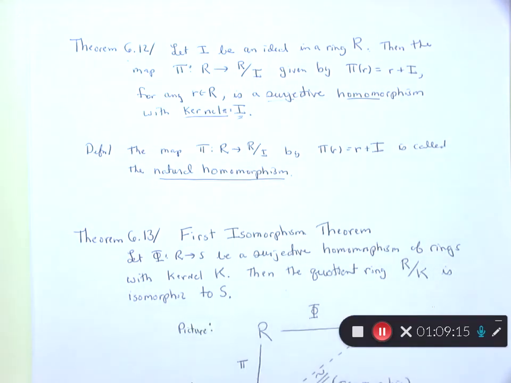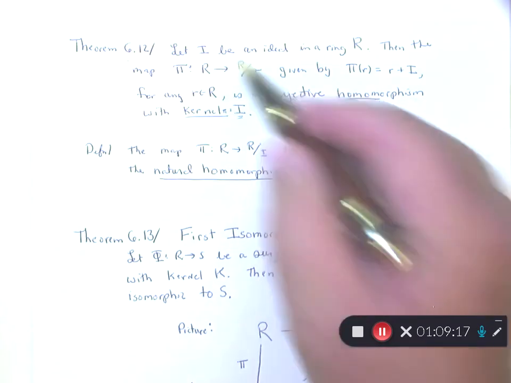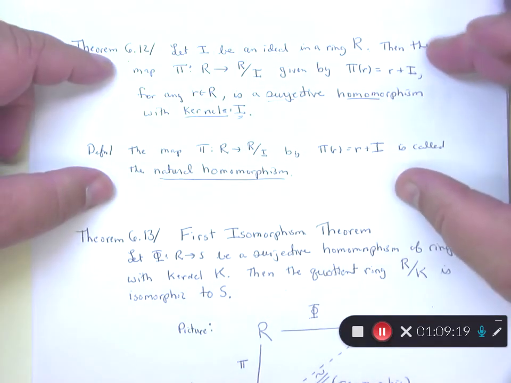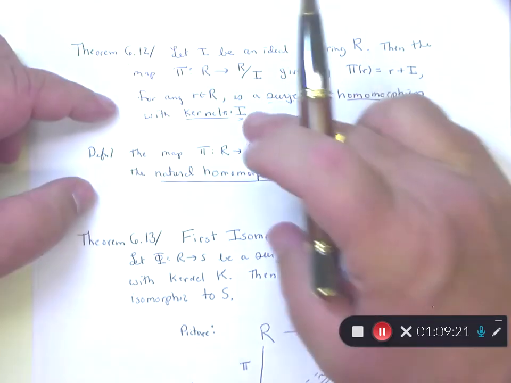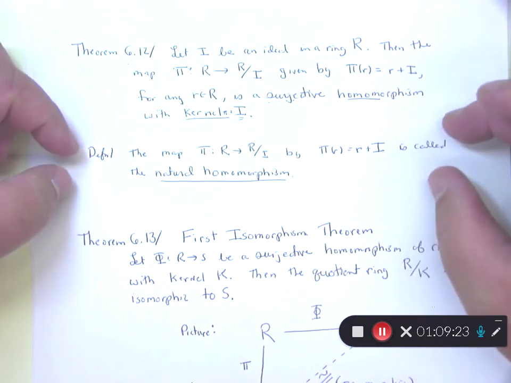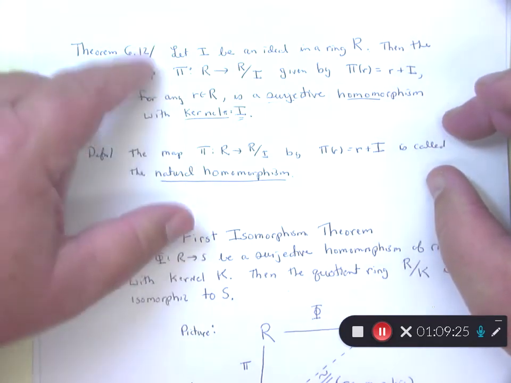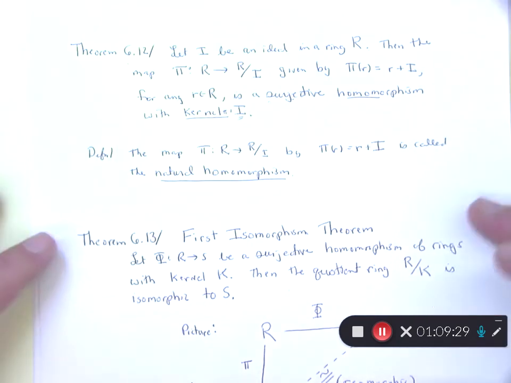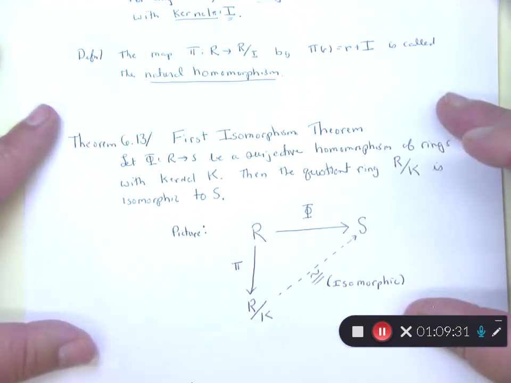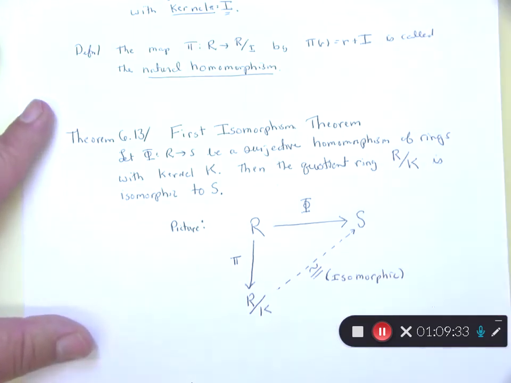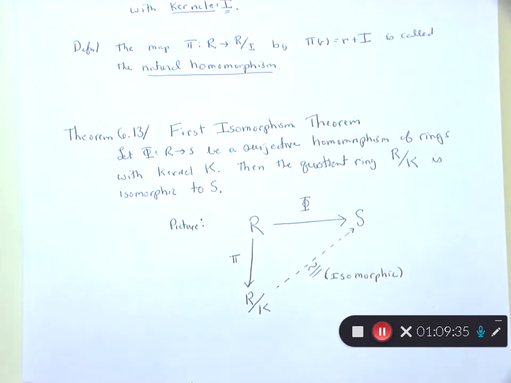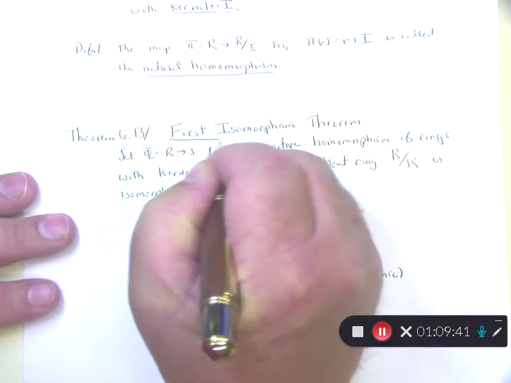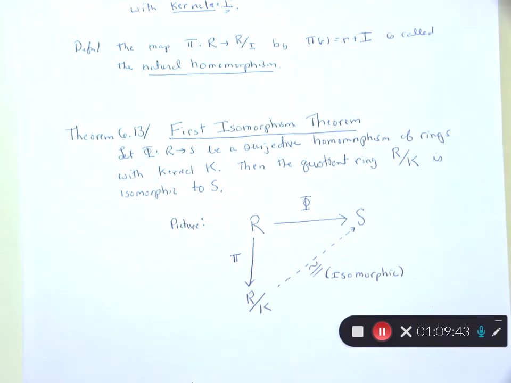So, what's the big deal about this? Well, this theorem, with the kernel being I, and the definition of this particular map being called the natural homomorphism, sets us up with what we call the first isomorphism theorem. And will we do a lot with it? No, but let me explain what the big deal is. All right, so this is called, and you're in trouble when they start naming theorems here, the first isomorphism theorem.